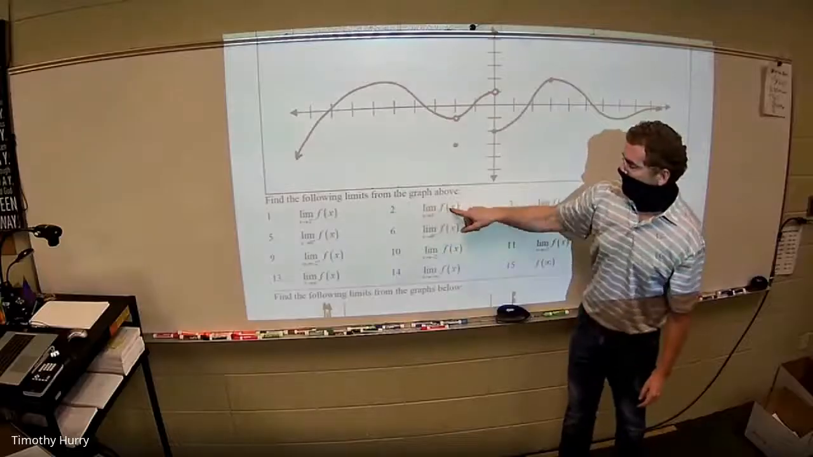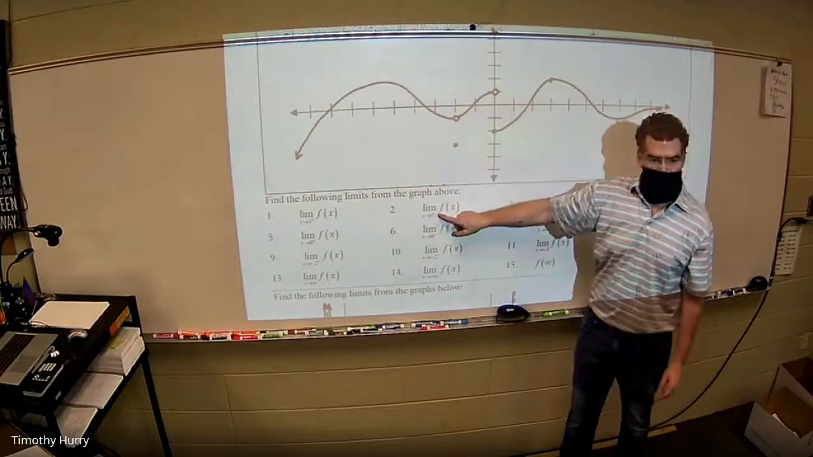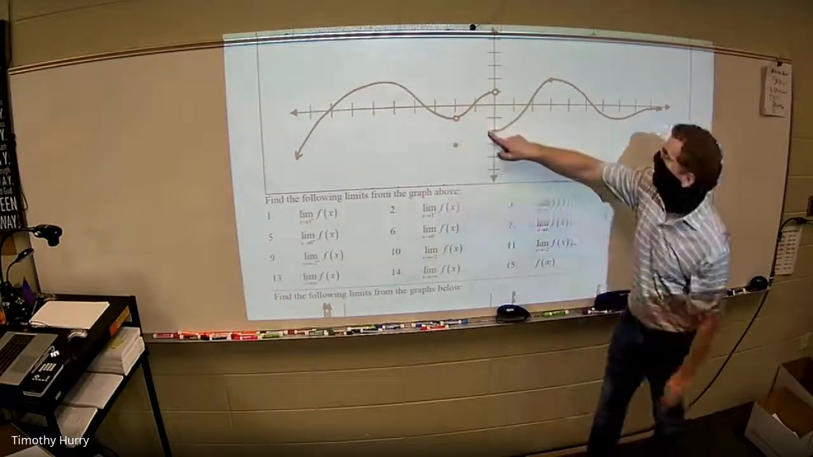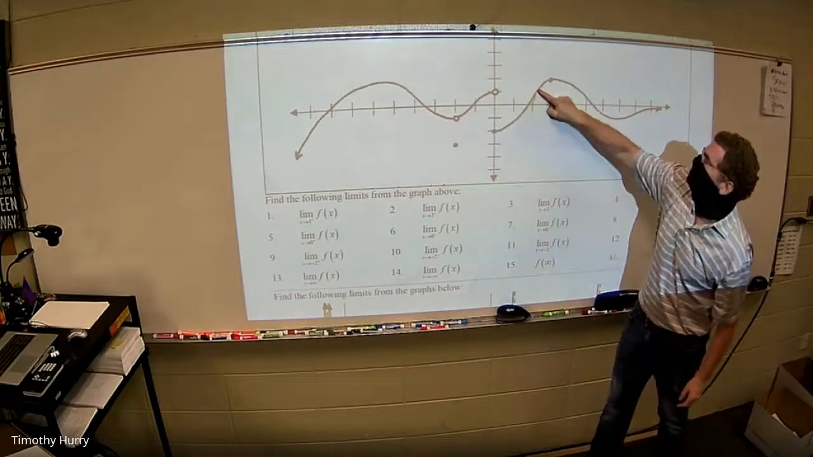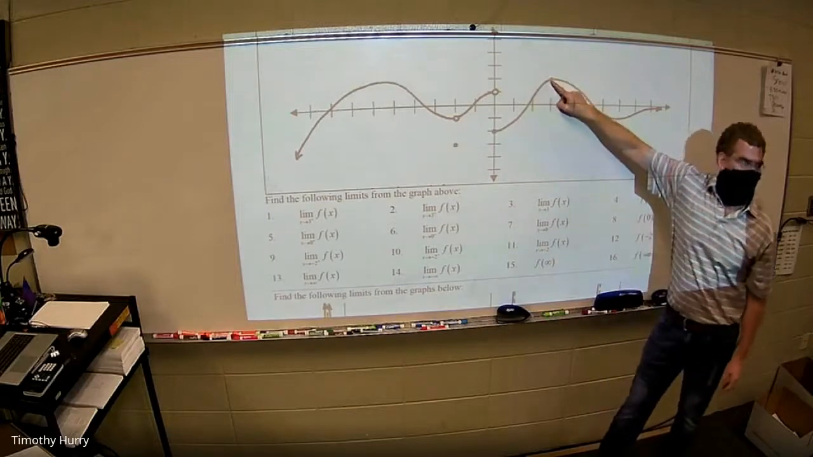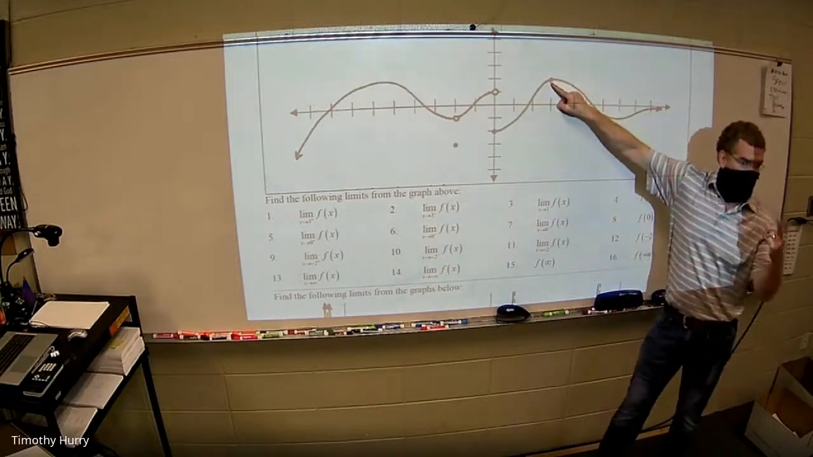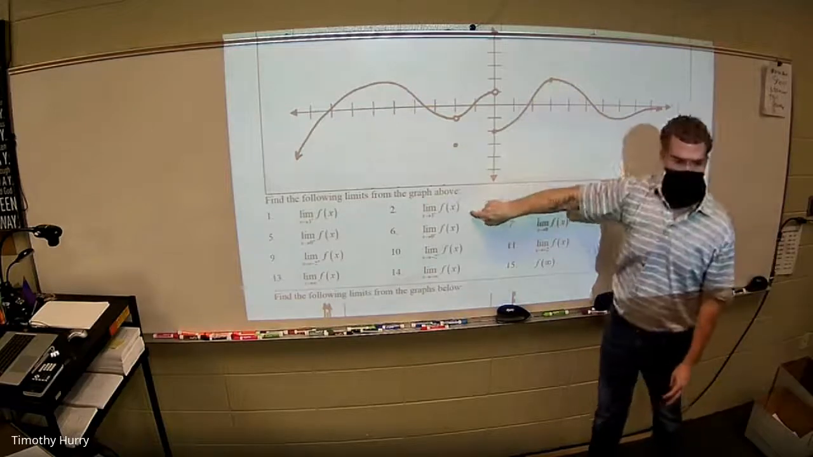Now I'm looking at the limit of this function as x approaches 3 from the left. Now from the left side, I'm approaching it. Left, left, left. I'm approaching that point, and that has a height, or y value, of 2. So the limit from the left is also 2.